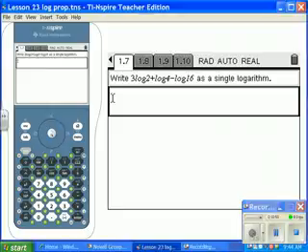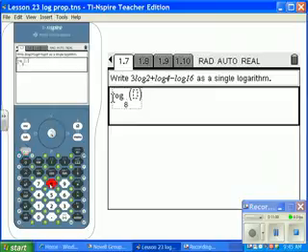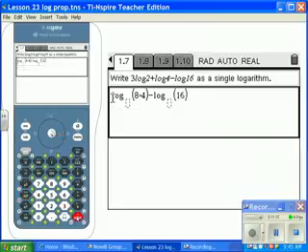Addition becomes multiplication. So now I've got log of 8 times 4. So let's pop that in there. Log of 8. Oops. And we still have on the end minus log of 16. You okay with that? Notice I didn't put the 10s. Do I need to put them? No, it's a common logarithm.